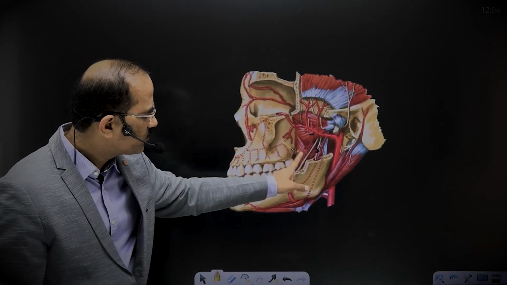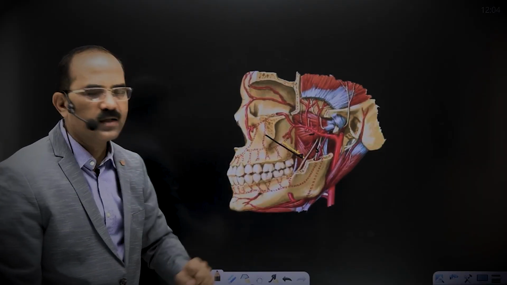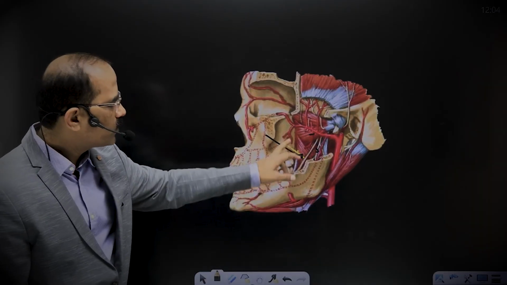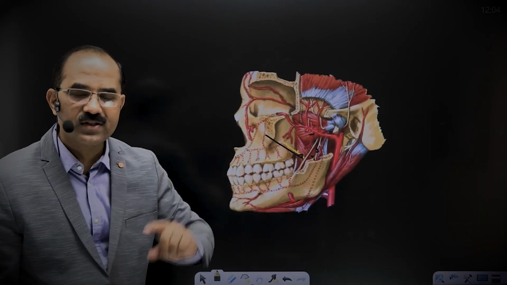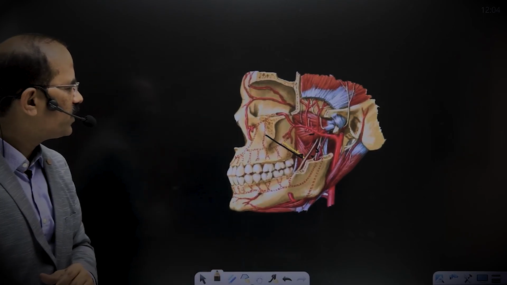What is this nerve here? Yes, students, what is this nerve which lies on the medial pterygoid? That's the lingual nerve, which is related to the third molar tooth. Also, the inferior alveolar nerve lies on the medial pterygoid muscle, the lingual and the inferior alveolar nerves.